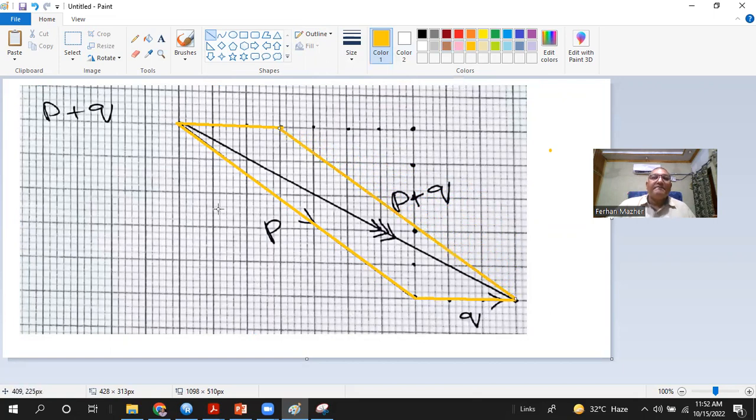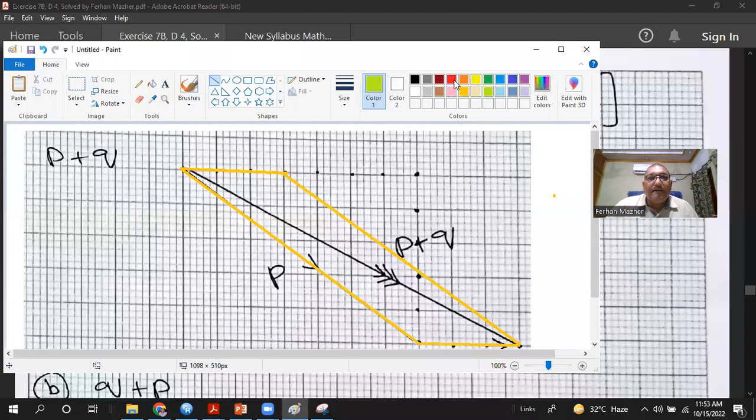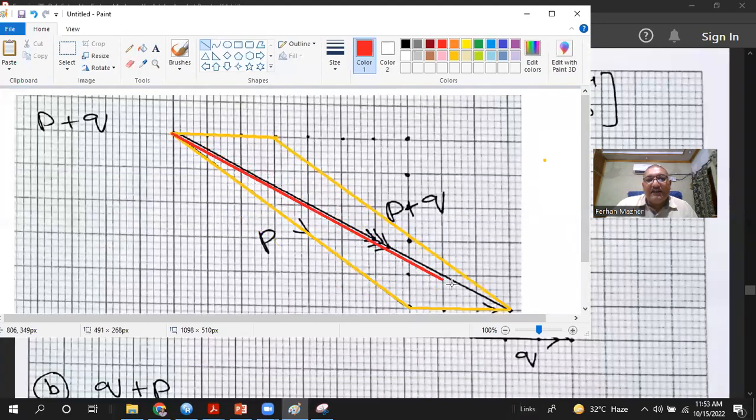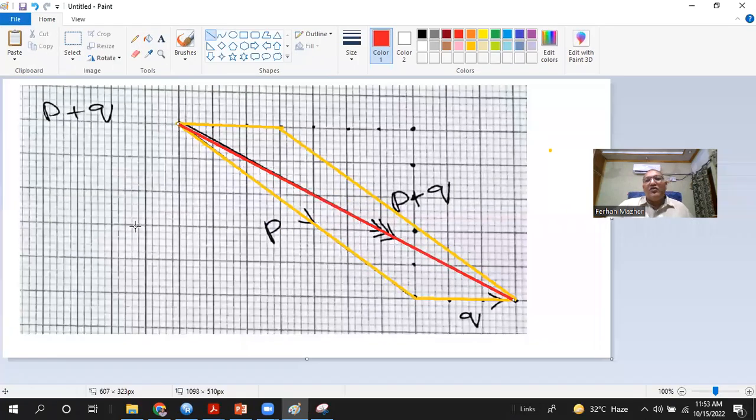Then I will join where the tails were joined with the opposite corner, and that will be the resultant. Whether you go with the triangular law or you go with the parallelogram law, in both cases the result is the same. So this is how you do that first part.